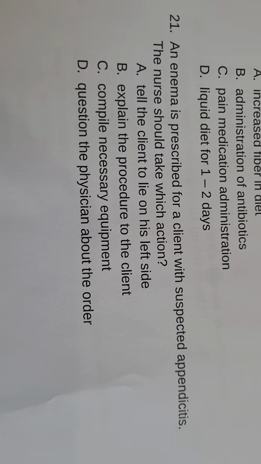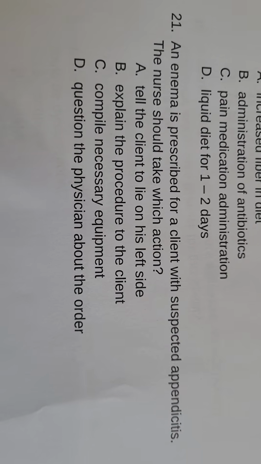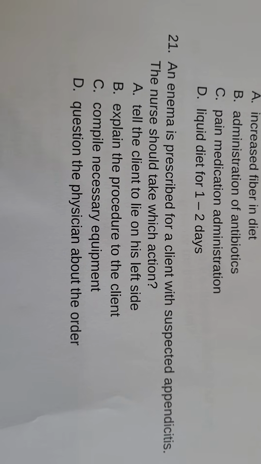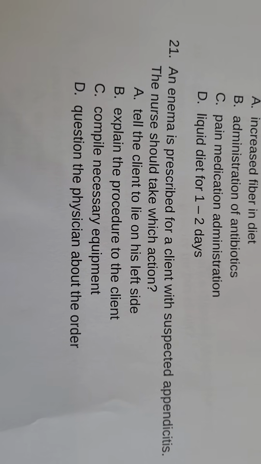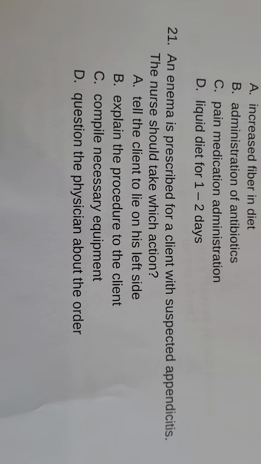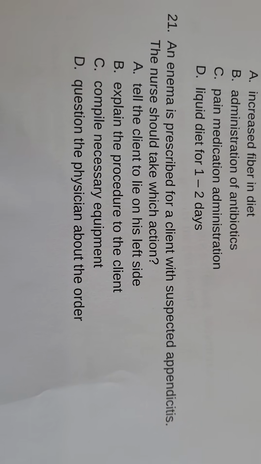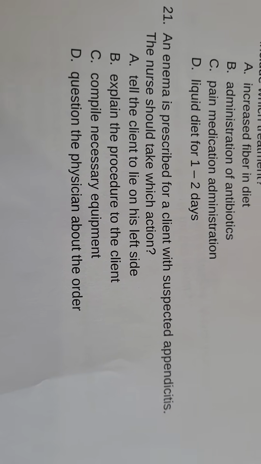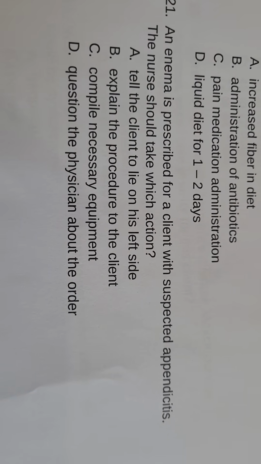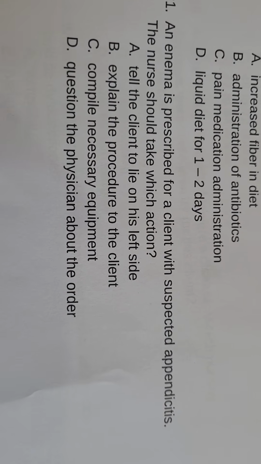So here, because it is already mentioned suspected appendicitis, keep in mind that for appendicitis the enema is contraindicated because it increases intestinal motility and may aggravate the appendicitis. So we have to question the physician about the order. D is the right option. Yes, if there was no mention of suspected appendicitis, and they just asked about the enema, then all three other options are correct. But because they mentioned suspected appendicitis, we question the physician about the order because the enema is contraindicated in suspected appendicitis.